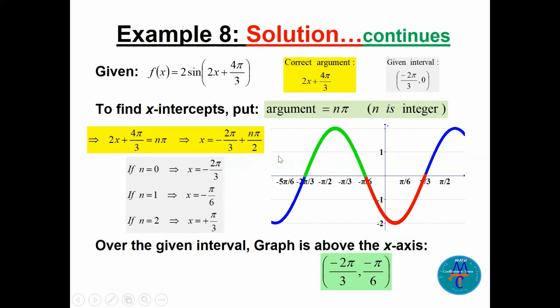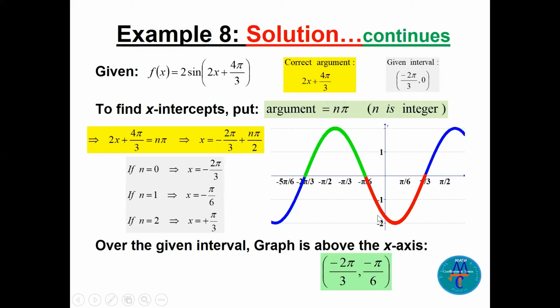If I take n equals 0 here, I see this is the x-intercept. The one after that, I take n equals 1. So put here 1: minus 2 pi over 3 plus pi over 2. So the LCD will be 6. So that will be minus 4 plus 3, so minus pi over 6. You see, that's the x-intercept. Now, if you put n equals 2, it will be the other x-intercept, pi over 3.